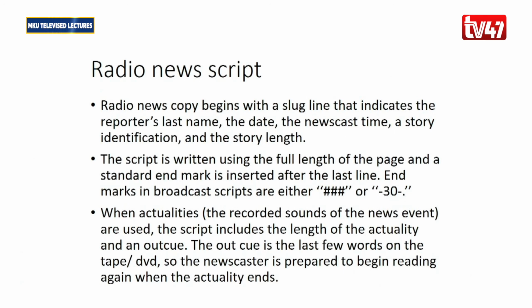Actualities are recorded sounds of the news event. When they are used, the script includes the length of the actuality and an outro cue, that is, the out cue. The out cue is the last few words on the tape or DVD, so that the newscaster is prepared to begin reading again when the actuality comes to an end.